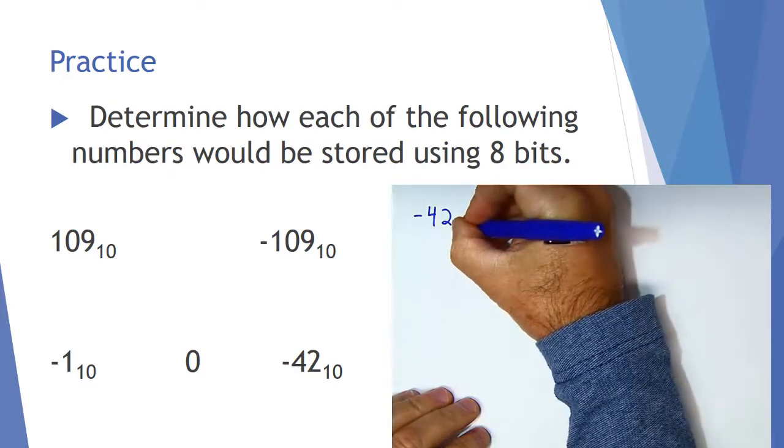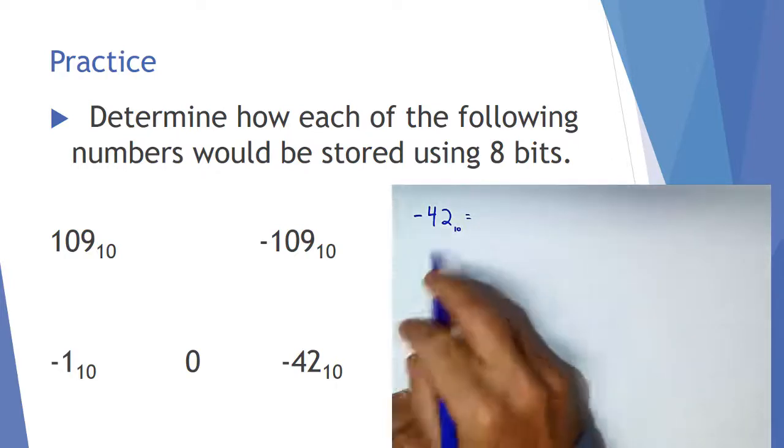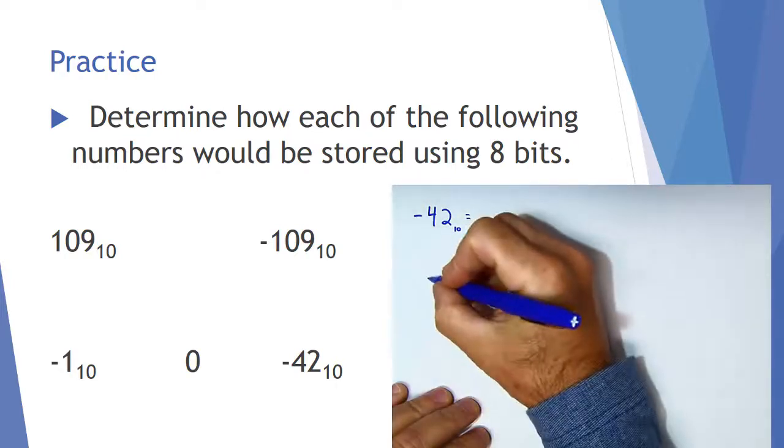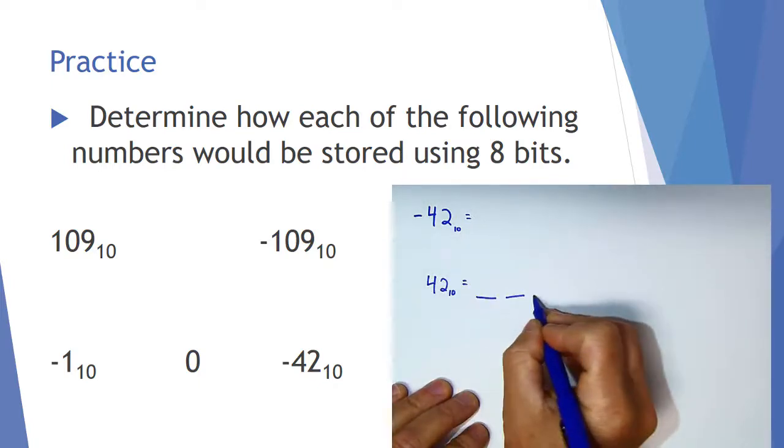Finally, negative 42 base 10. What's that going to be in binary? Well, we don't know, but let's start by finding 42 base 10 in binary using 8 bits. So let's make our conversion table.